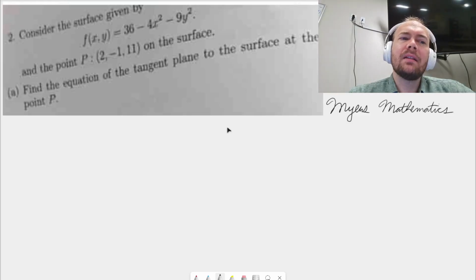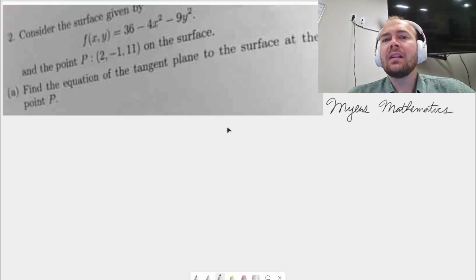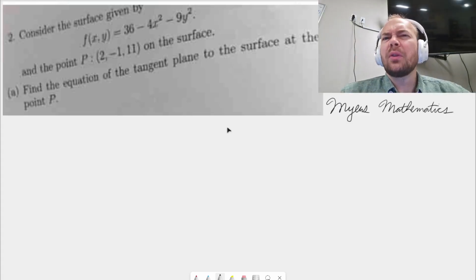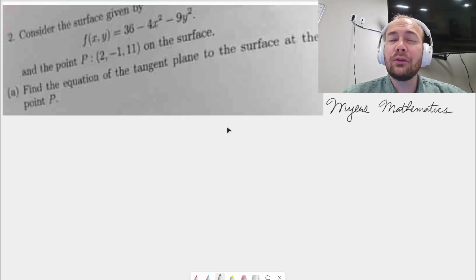Part A, and there's more than one part, but I'm just going to do part A so I can keep it a little short. Find the equation of the tangent plane to the surface at the point P. So if you have a surface, and when we say surface, it's some sort of 3D shape, like a ball, right? A sphere. You could graph a sphere, it has an equation, and that equation would involve three variables because we're talking about a 3D shape. So this is a 3D shape.